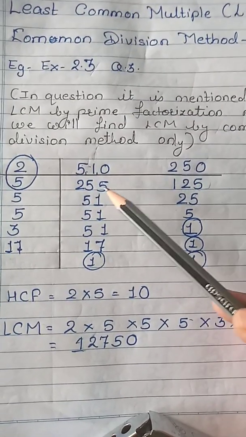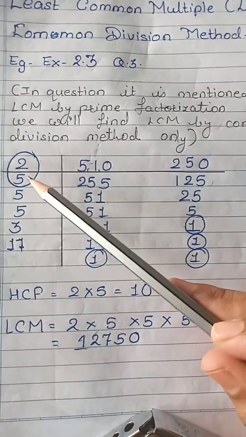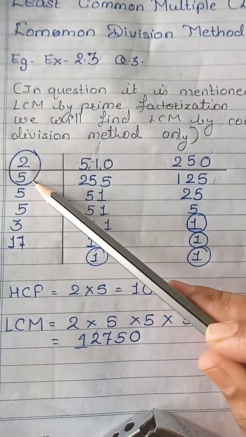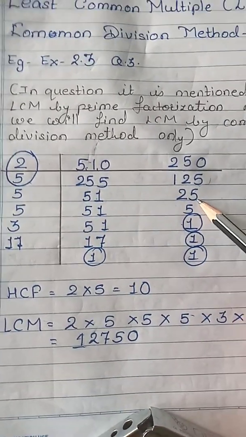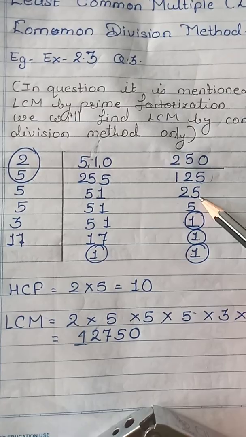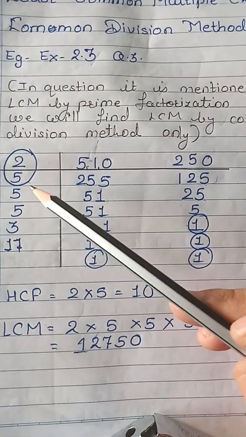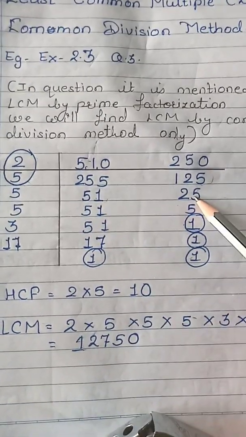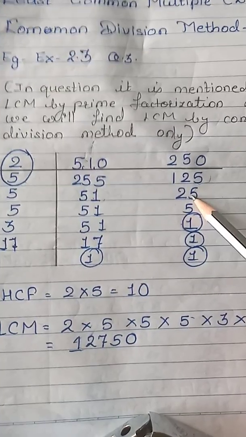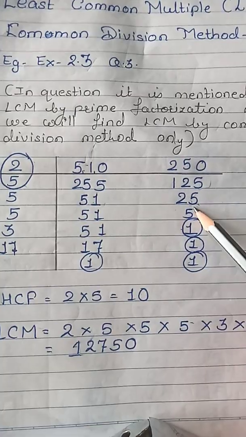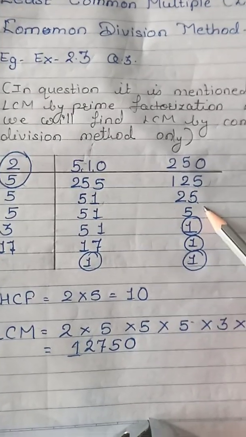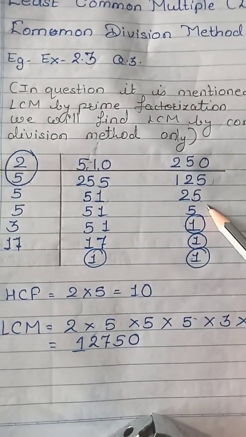As the last digit of these numbers is 5, I will divide by the next prime number, that is 5. I got 51 and 25. Children, here I would like to mention one thing which is very important. Beyond this 51 and 25, we cannot find any common factor. I am saying beyond this, for 51 and 25 also, we cannot find any common factor.